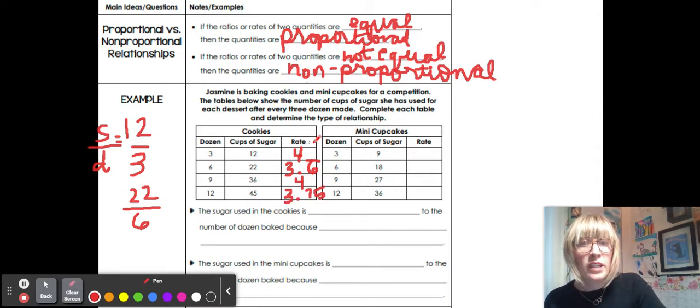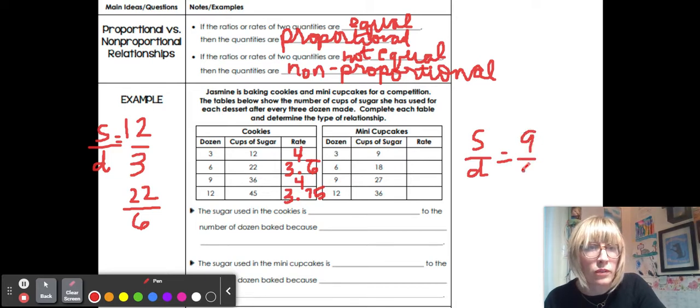Okay, so if we look at that data, it can give us a little bit of information perhaps, but let's keep going over here with our mini cupcakes. We're going to set it up the same way. We've got our cups of sugar to our dozen. In the first example, we have a 9-to-3 ratio or rate, so we want to divide. 9 divided by 3 is 3. 18 divided by 6 is 3. 27 divided by 9 is 3. 36 divided by 12 is 3.